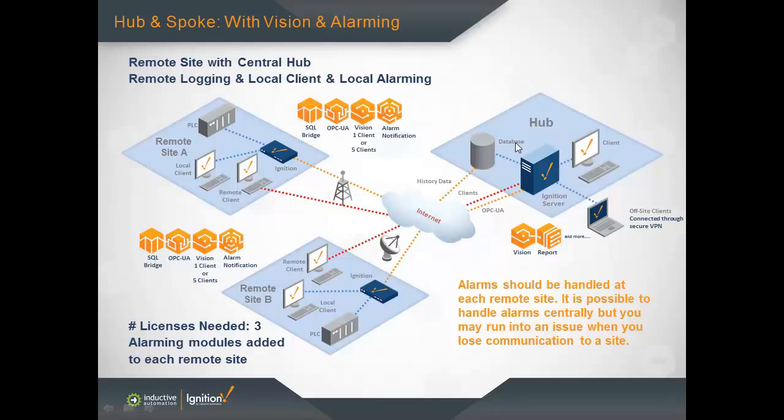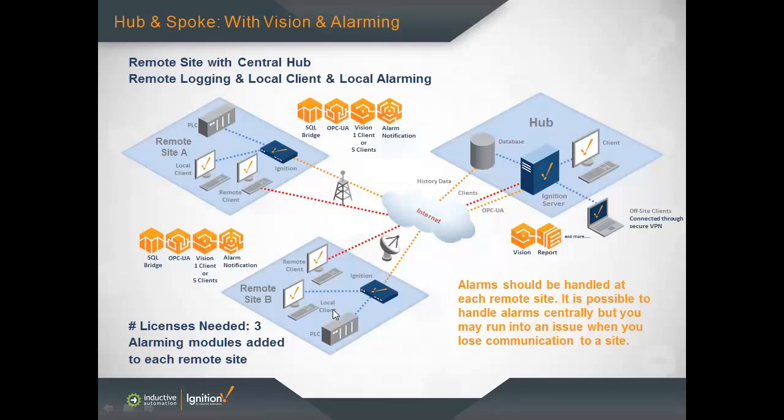So keep in mind that at each Ignition server, you can pick and choose which modules you want to be installed to have different functionality. So let's say you needed to have alarming functionality at each of the sites. You can at each of the sites, at Site A and Site B, install the alarm notification module out there. That does increase the cost up a little bit, but you can add that functionality to that site, being able to do alarms at each of the remote sites.